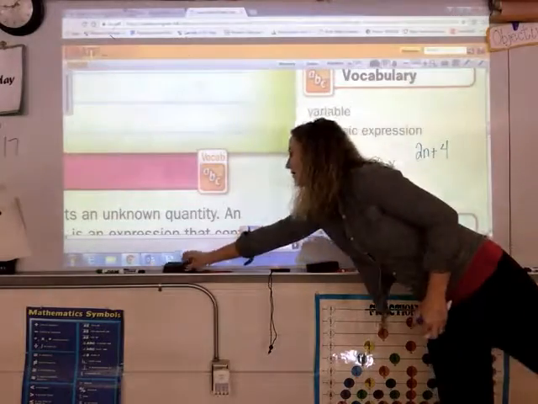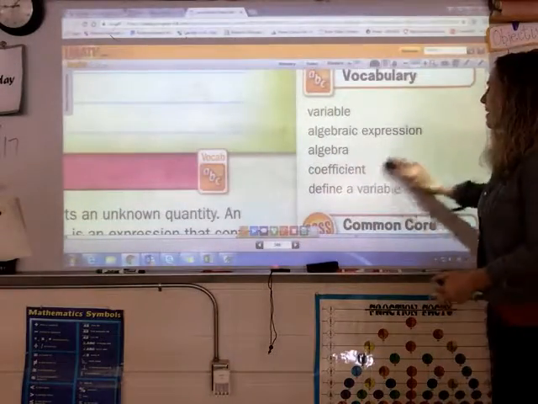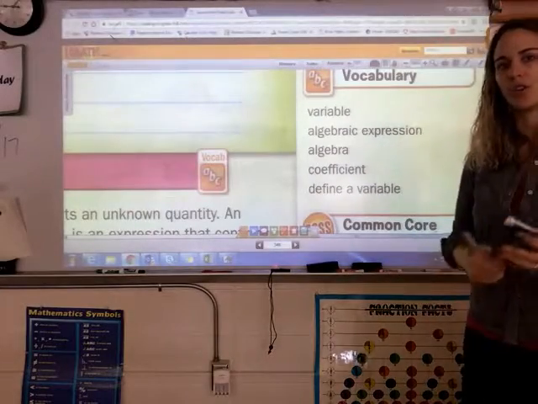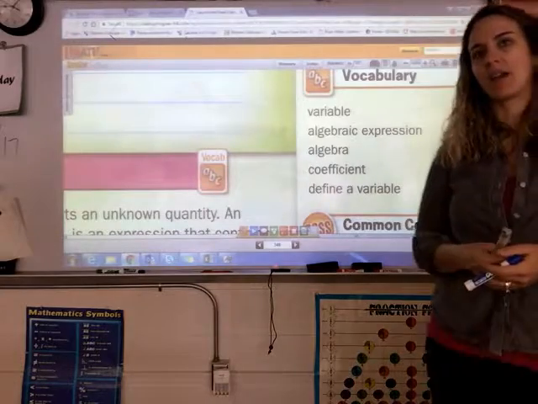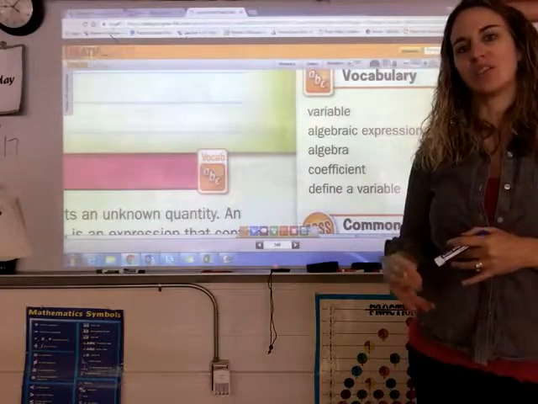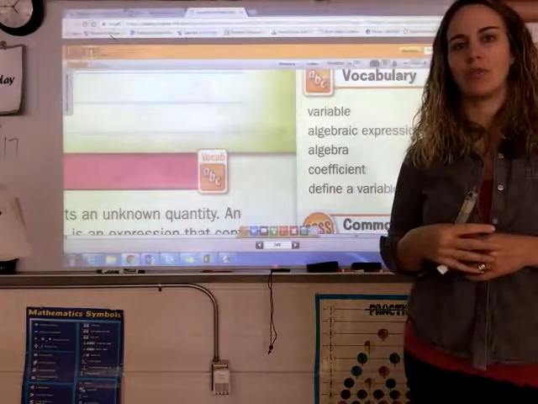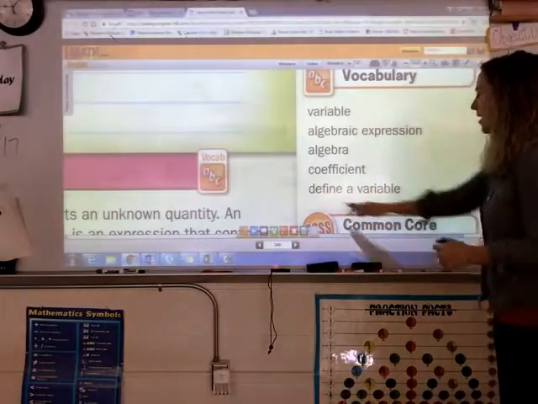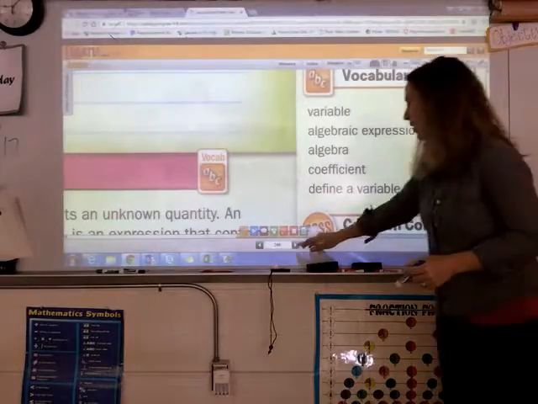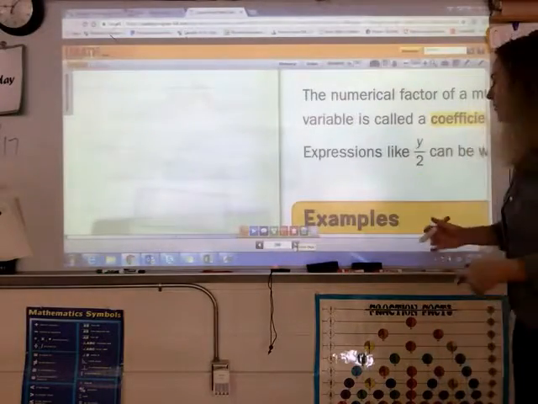And then down on the bottom, you've got defining a variable. Basically, that is just exactly what it is. You're going to identify what your variable is and what it represents. An example of that could be that I want to use H to represent hours, or W to represent weeks, or maybe M for months. I would identify what variable I'm using and what it's going to represent.